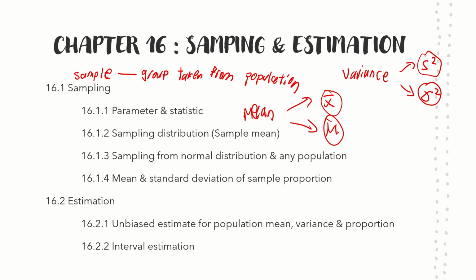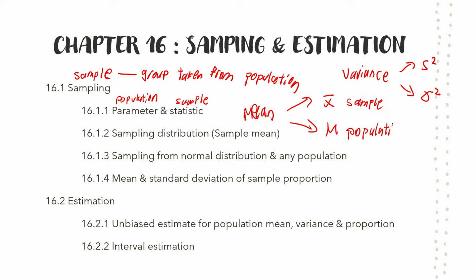Okay, so I give the answer. It is based on the parameter and statistic. Parameter is based on the population, and statistic is the sample. So x bar is the sample mean. Mu is the population mean. And S squared is the sample variance, and sigma squared is the population variance.